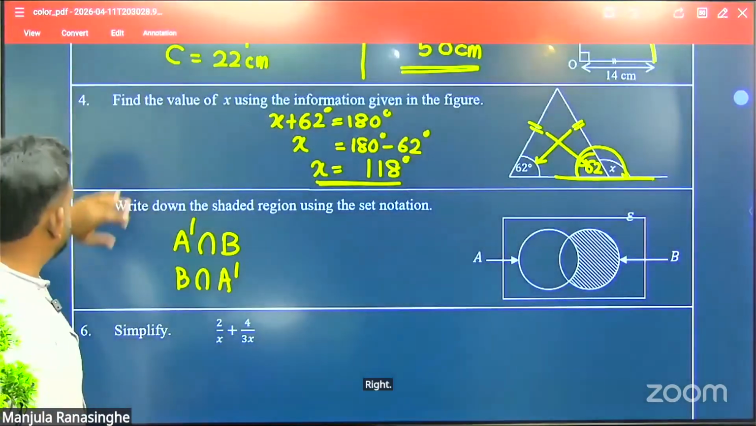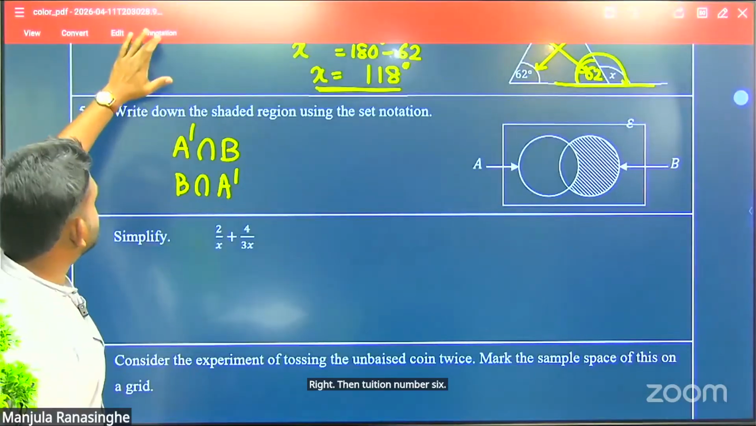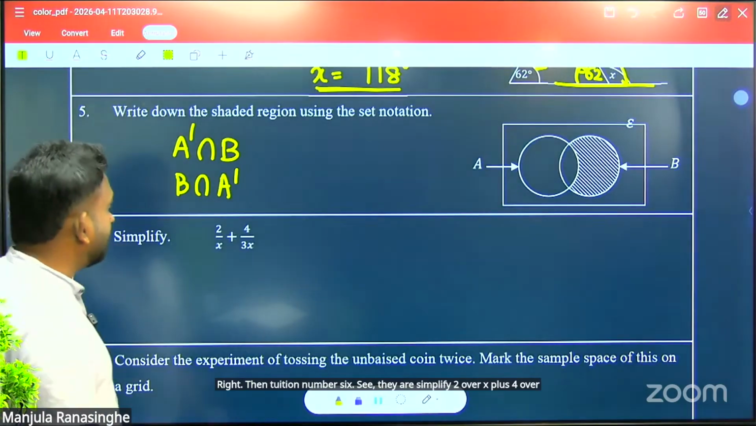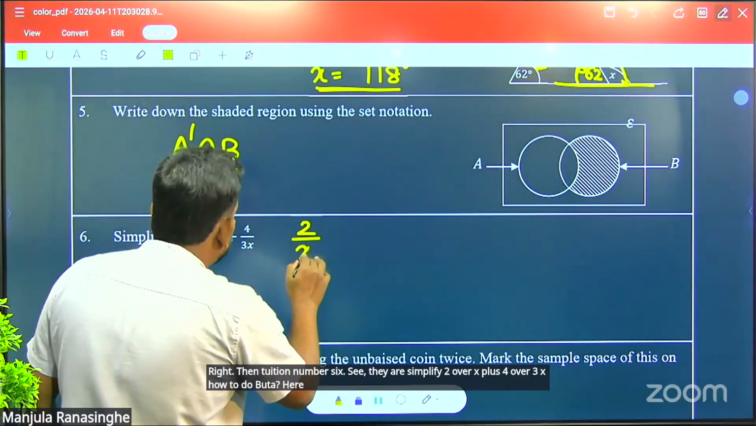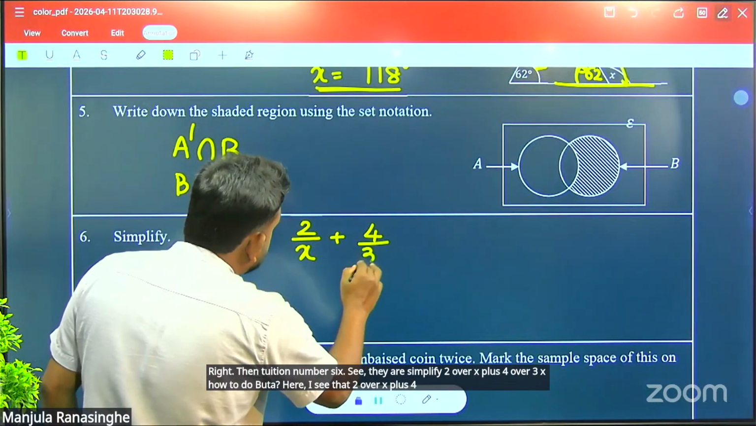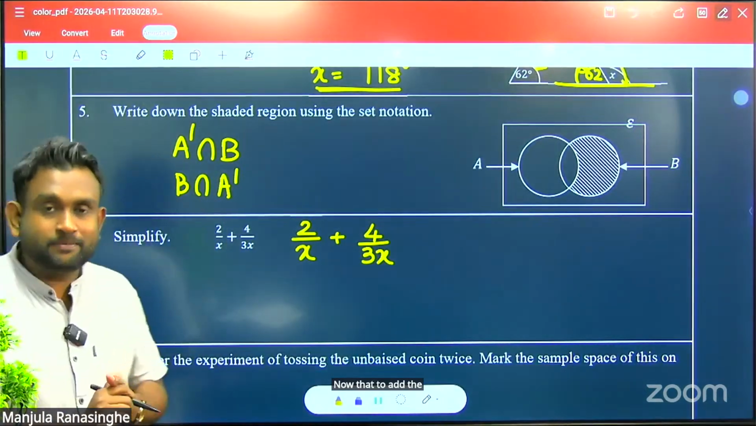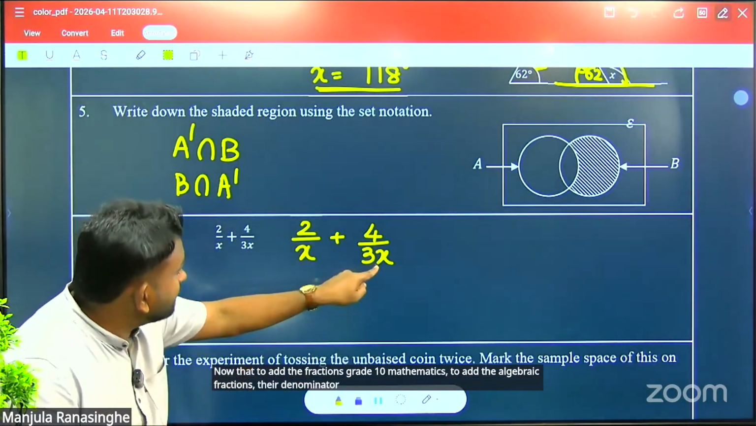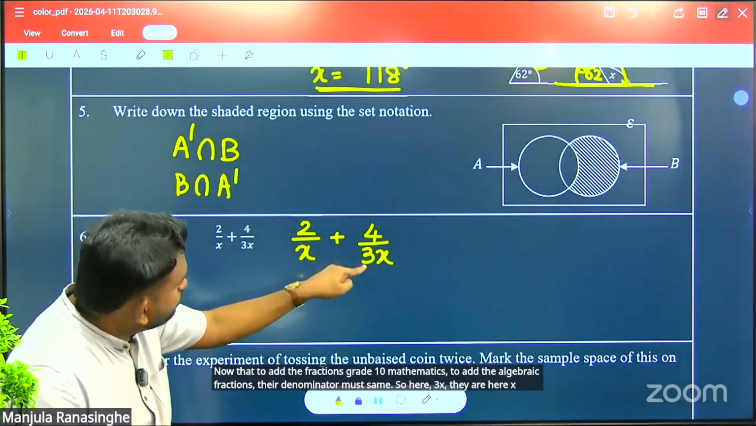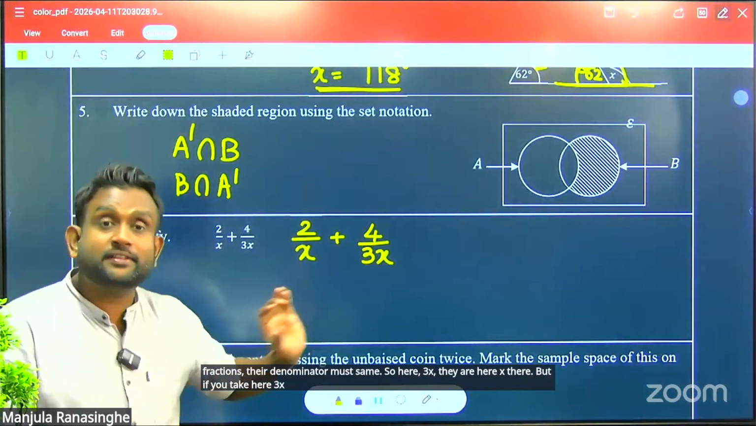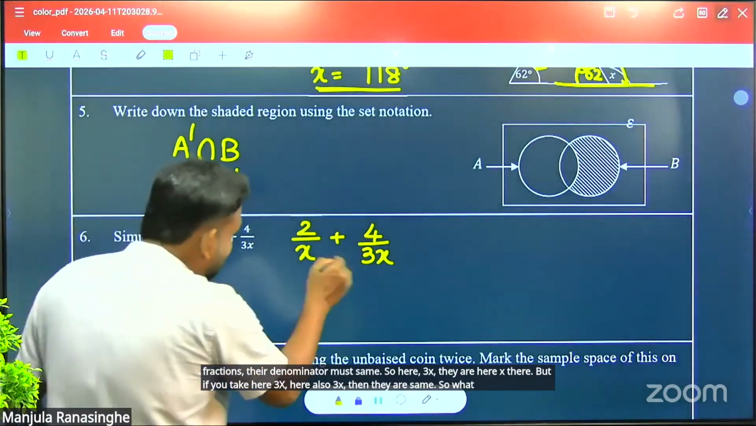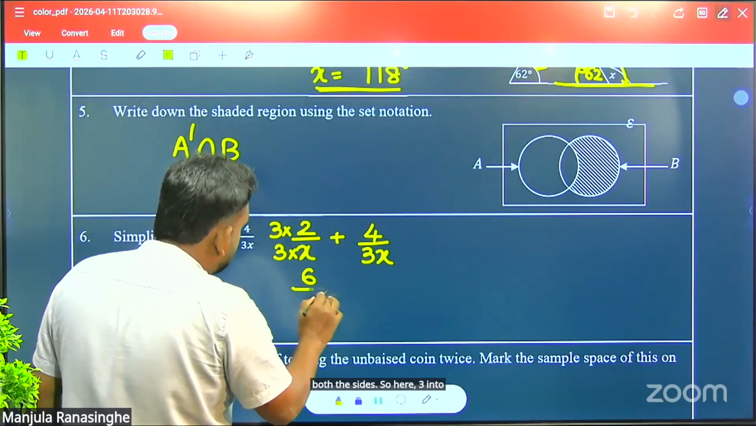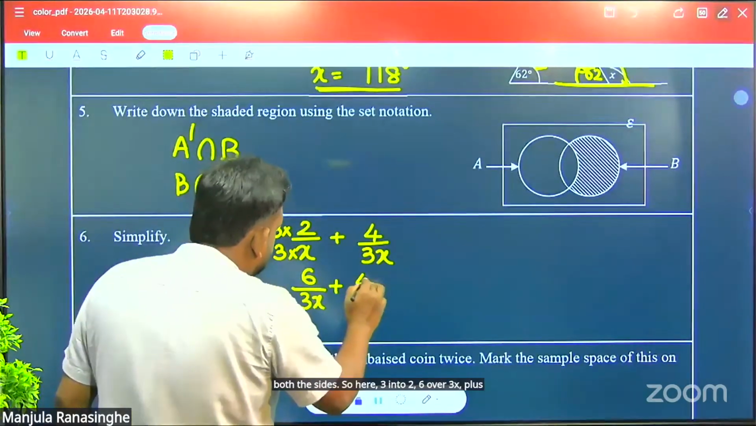Then question number 6. Simplify 2 over x plus 4 over 3x. How to do it? In grade 10 mathematics, to add algebraic fractions, their denominators must be the same. Here we have 3x and here x. If you take 3x here also, then they are the same. So what to do to make 3x? You multiply by 3 on both the numerator and denominator. So here 3 into 2, 6 over 3x plus 4 over 3x.